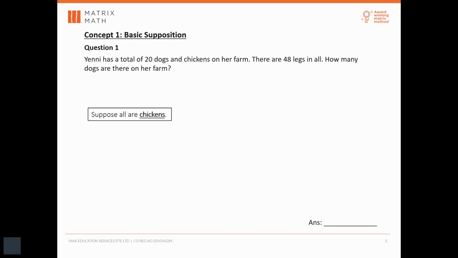If I say all of them are chickens, how many animals are there? There are 20 dogs and chickens. So if I suppose all of them are chickens, I'm saying that there will be 20 chickens. Here, chicken, chicken, chicken, chicken. Many chickens, 20 of them.